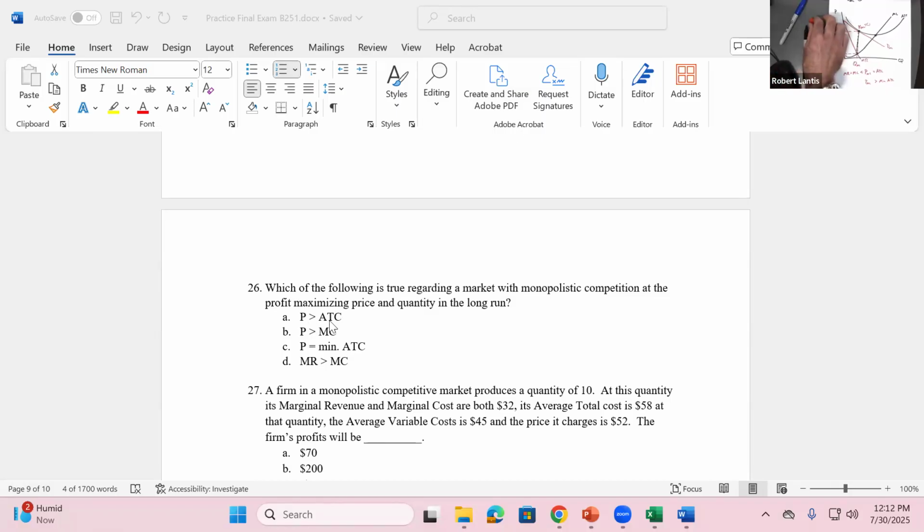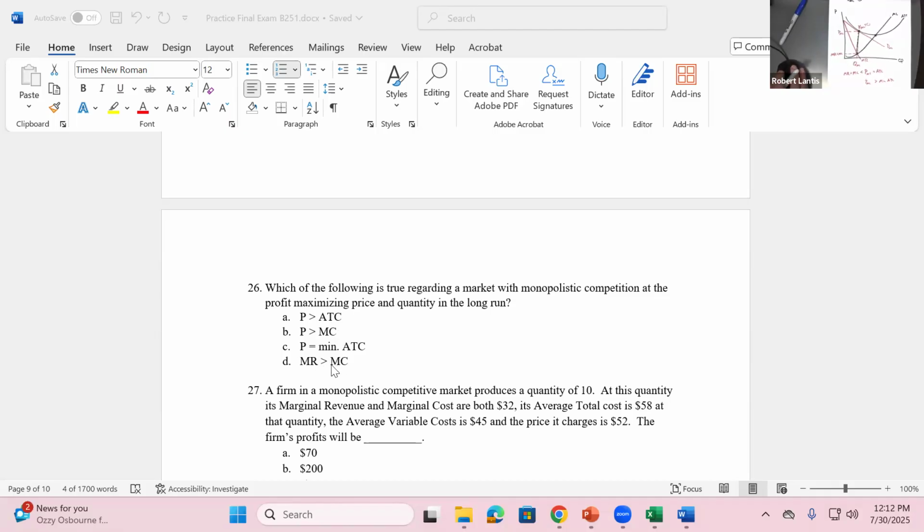Price has to be equal to average total cost, so that we can cross that one out. Price is above marginal cost. Well, here, if we just remember that when we have monopolistic competitive markets, we always have some markup, and the markup is just the difference between price and marginal cost. Well, yeah, then price has to be above it. The markup is something above zero.